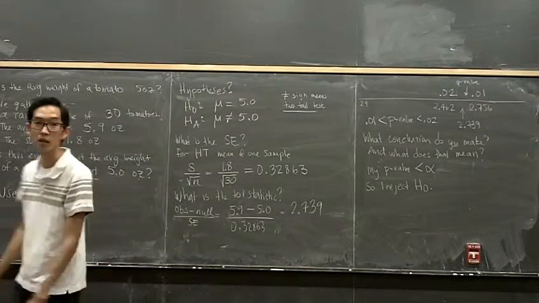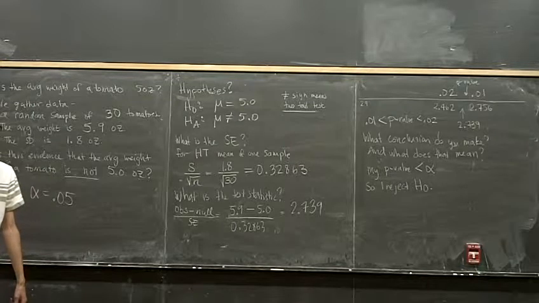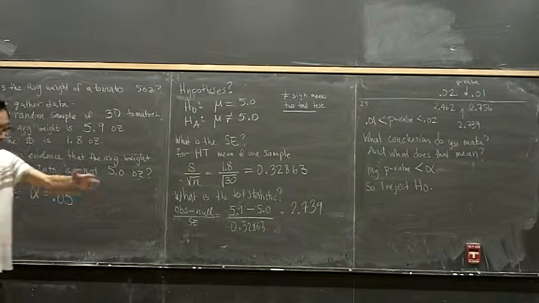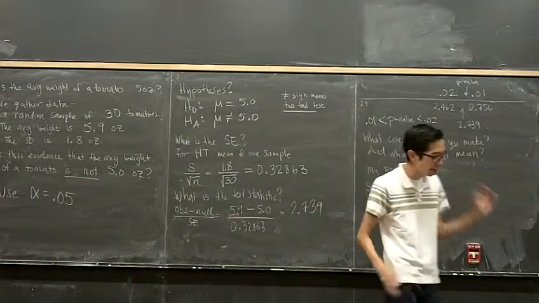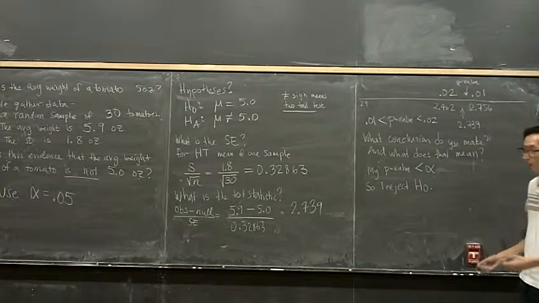That we have evidence that the average weight of tomatoes is not 5 pounds. Exactly, okay? You don't have to be hesitant. You got it exactly right, all right? We have evidence that the average weight of a tomato is not 5 ounces.